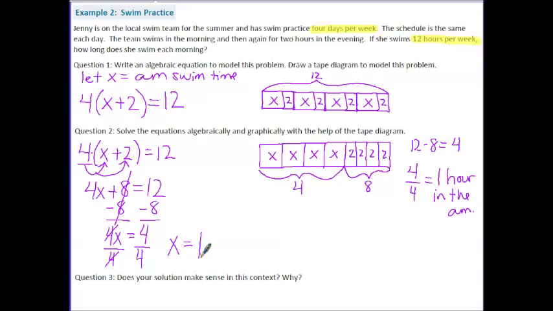Question 3 says, does your solution make sense in the context? Why? Okay, so if we go through and plug in what we now know, we have 4 times 1 plus 2. So if I do PEMDAS on this, order of operations, parentheses, I can add 1 and 2 now. That will give me 4 times 3, and then I have multiplication. 4 times 3 gives me 12, so that checks out. So, yes, because 4 times 1 plus 2 equals 12.